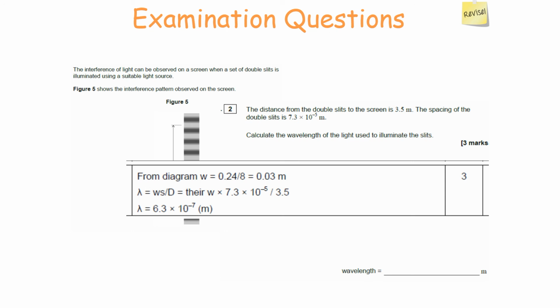Now we know that lambda is equal to W, the fringe spacing, times S, the slit separation, over D, the distance between the slit and the screen. So we've got all the other values, and we pop in our W, and we get lambda to be equal to 6.3 times 10 to the minus 7 meters, which sounds about right because it's going to be laser light, so we're looking at a value of about 630 nanometers.